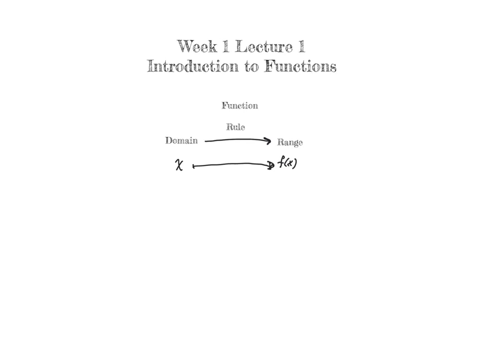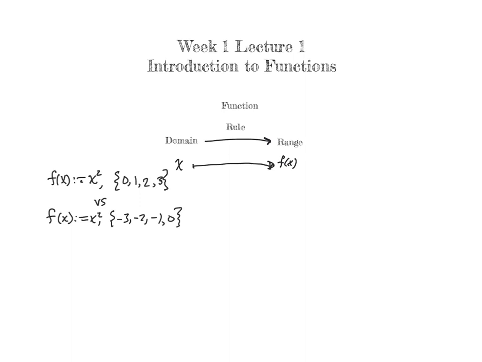For example, consider the rule f of x equals x squared, but where the domain is 0, 1, 2, 3, and again f of x equals x squared, but with domain -3, -2, -1, and 0. These are actually different functions even though the rule for each is square the input. They're different because they have different domains. Different rules can be applied to many different domains.